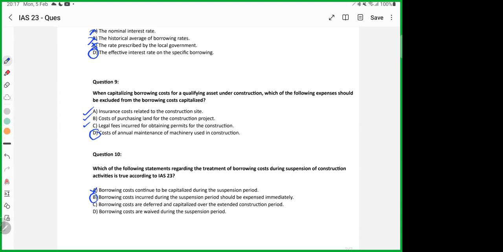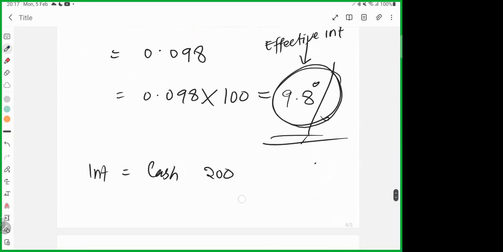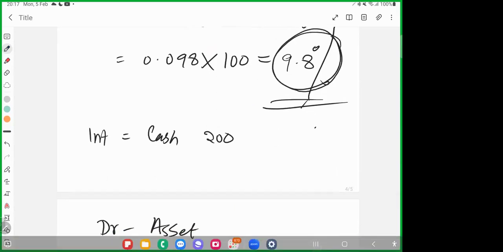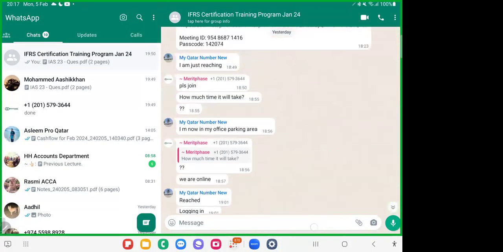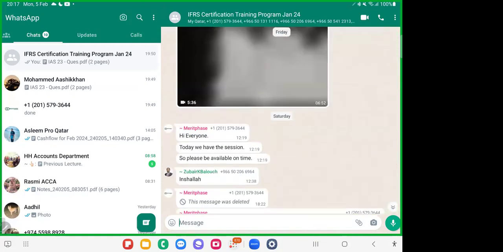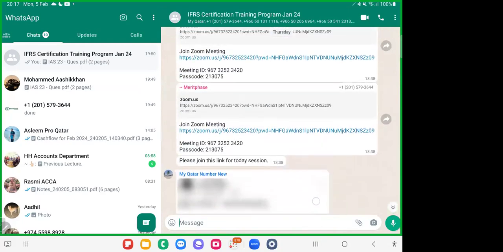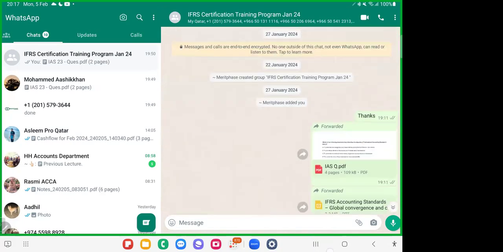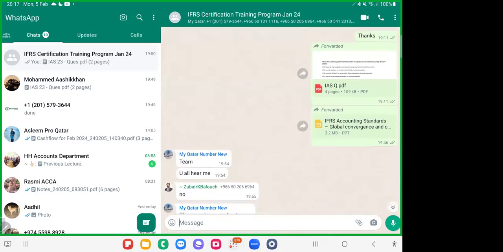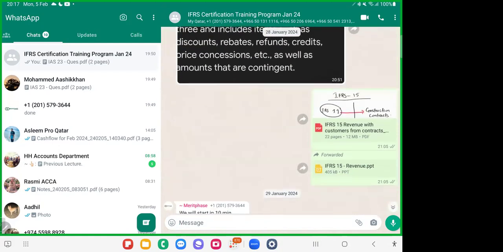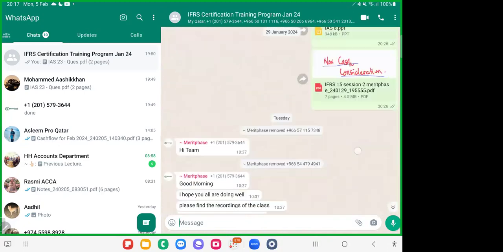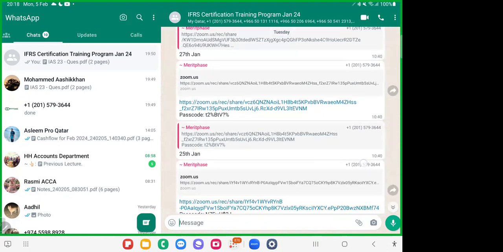So this concludes the discussion of IAS 23. I would request you all to do one exercise, see if it is possible. Okay, before that, let's go to the syllabus. Somewhere I shared the syllabus, right? At the beginning of the chat on the group. Yeah, this is the syllabus now.